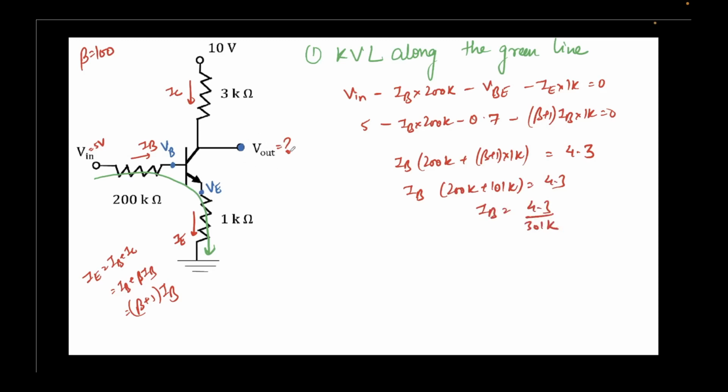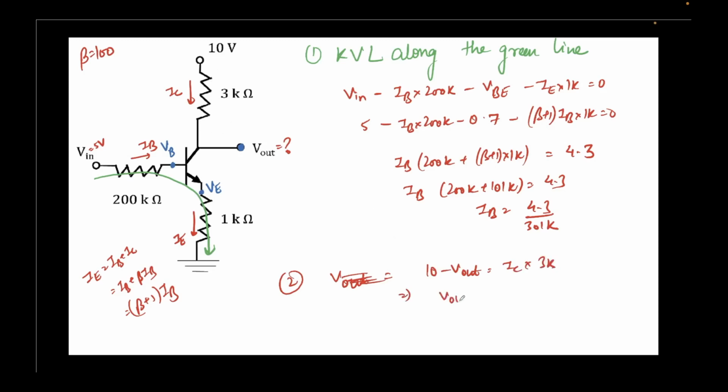And we were required to find the Vout. So this is the second step. Vout is nothing but, if we apply KVL here, or we can apply Ohm's law across this 3 kilo ohms resistor. So it will be 10 minus Vout is equal to IC times 3K, simple. Ohm's law across this resistor, right?